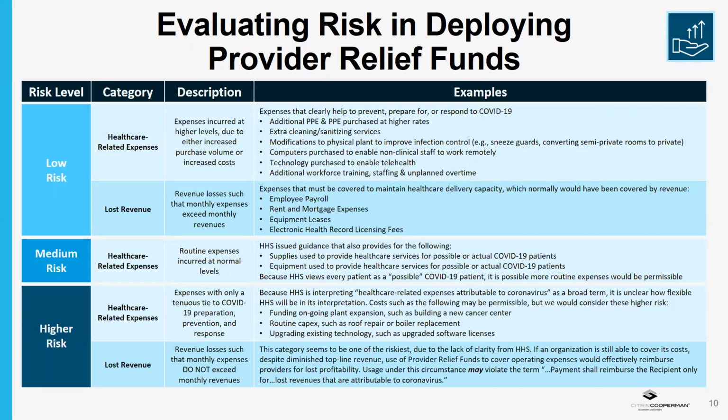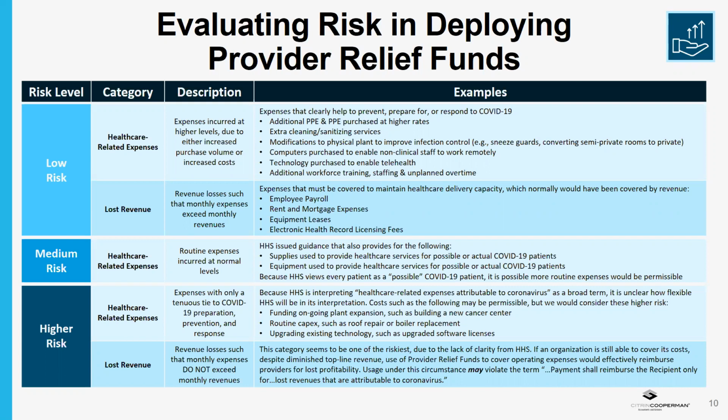Additionally, in low risk, one of the items I discussed before is that when it comes to lost revenue, in a month where you have revenue losses such that the monthly expenses exceeded your monthly revenues, we think there's a very strong argument that you can allocate the funds to the expenses you incurred to stay open during that period of time, because frankly, this is money that's allowing you to have stayed open during that period and to maintain delivery capacity.